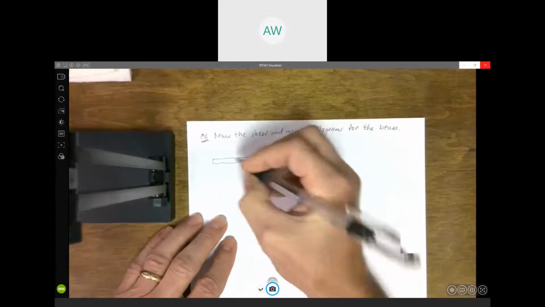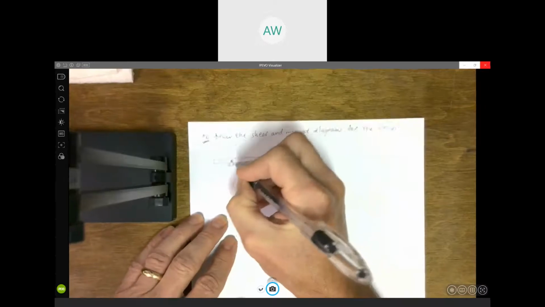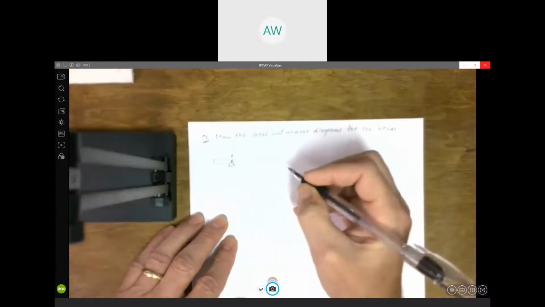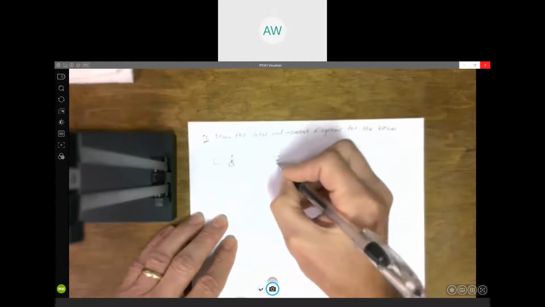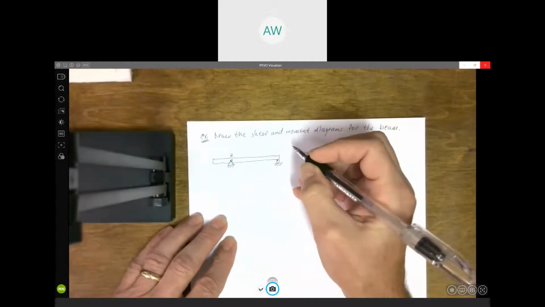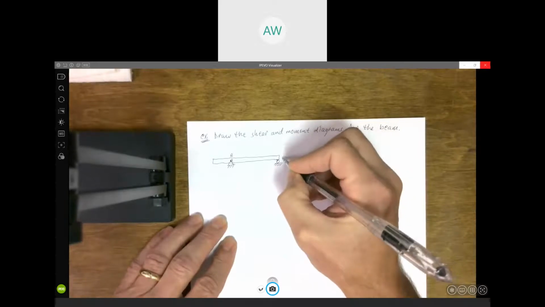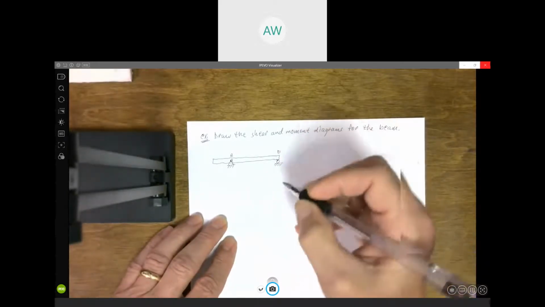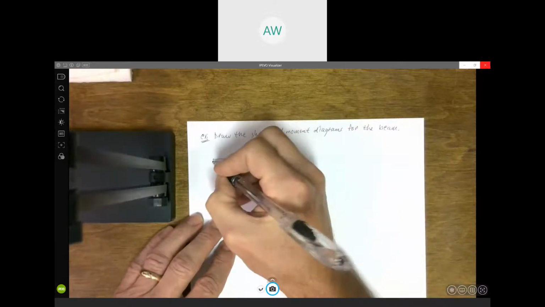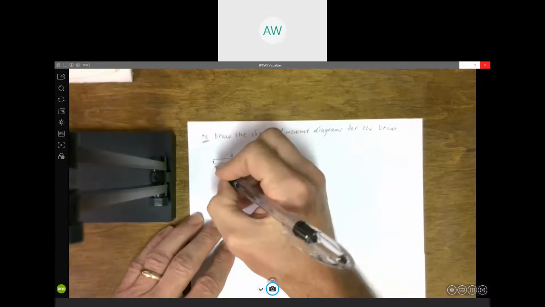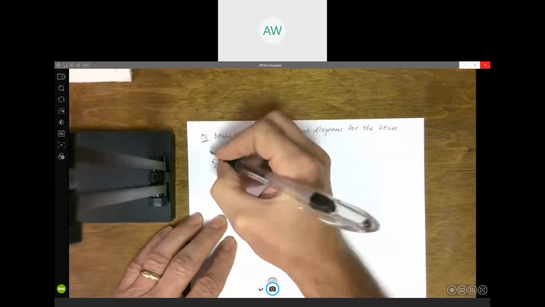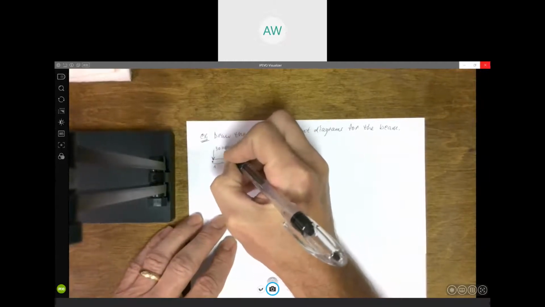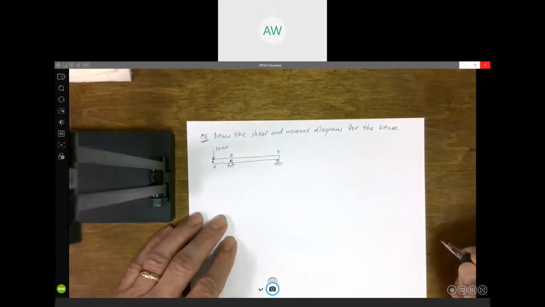We've got a pin support here. This is B. We've got a roller out here at this end. We'll call this point D, and this end we'll call A. And we've got a 30 kilonewton force acting straight down at the left end of that beam.